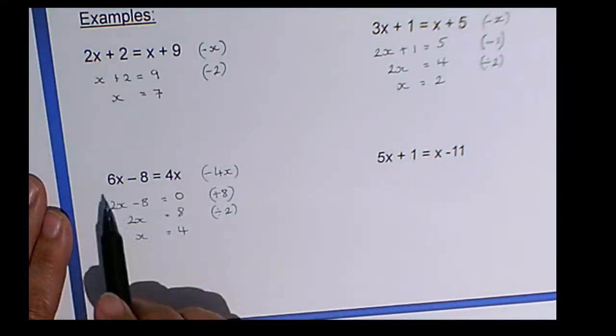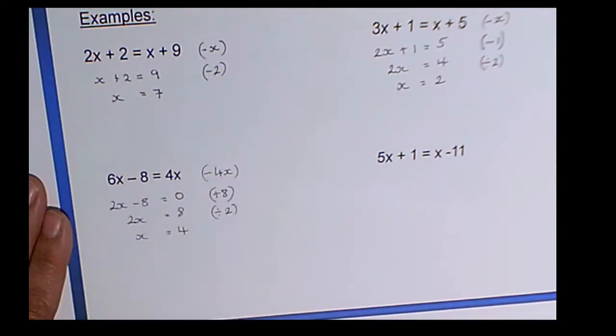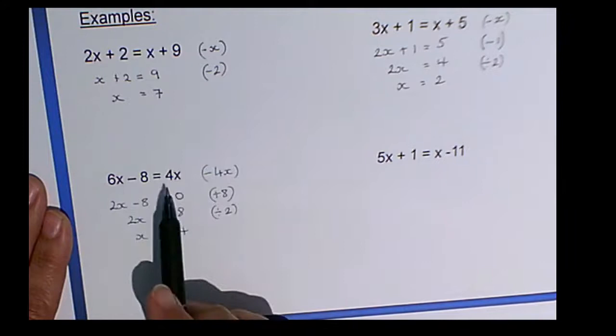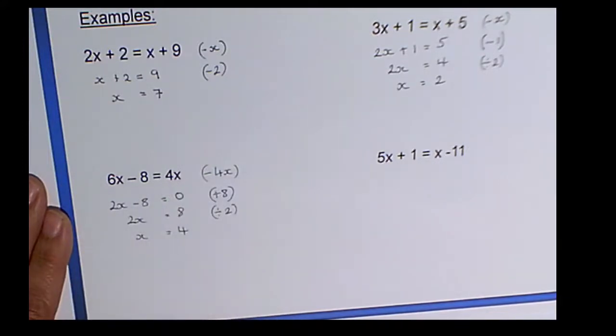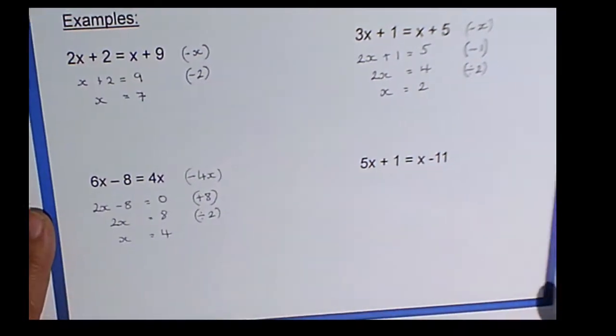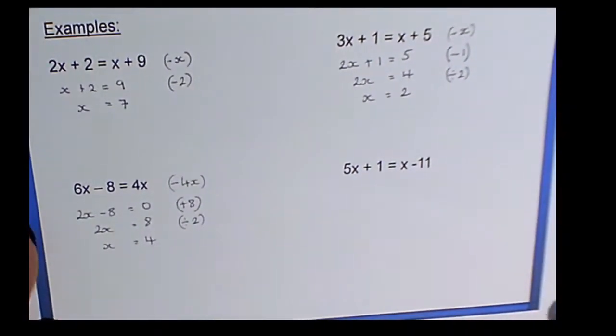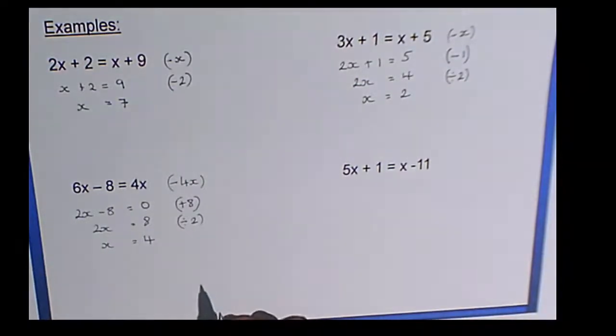Let's check our answer. 6 times 4 is 24. 24 minus 8 is 16. 4 times 4 is also 16. So our answer is correct. So the beauty of this algebra is you can always check your answer. So you'll always know whether you've got these right or not.